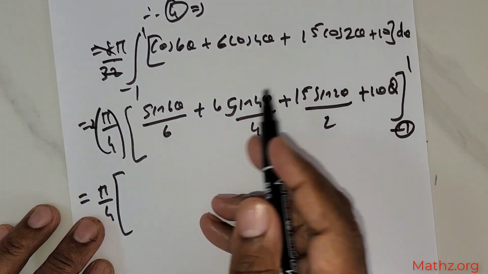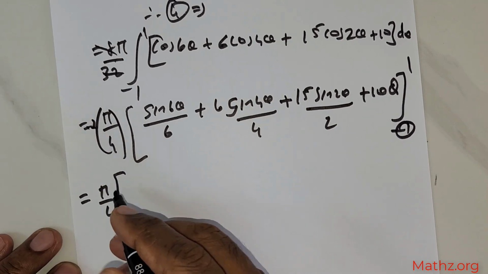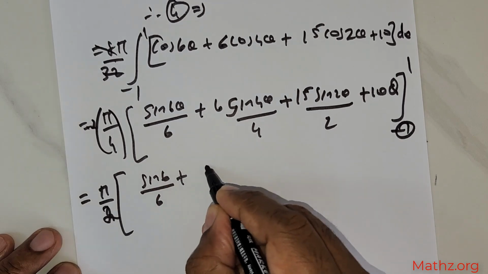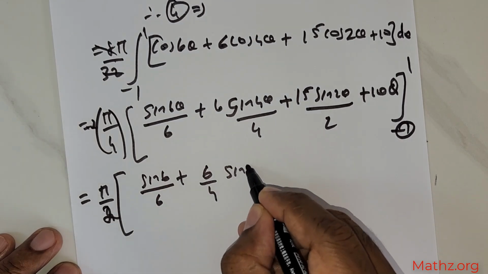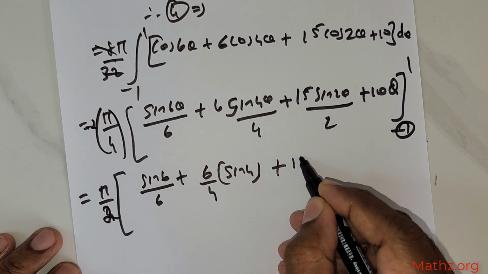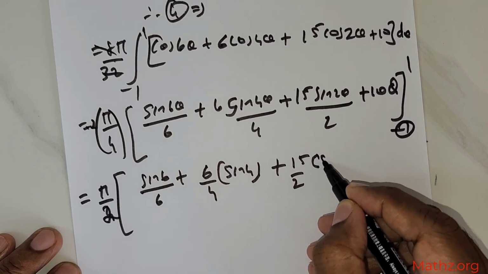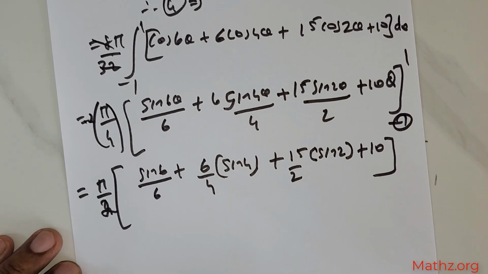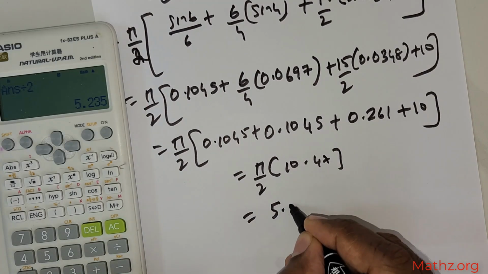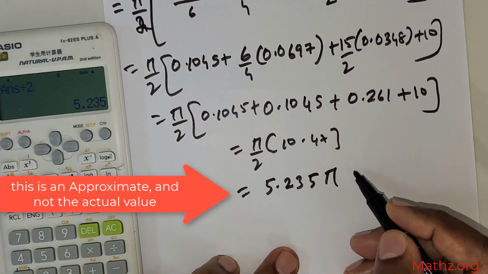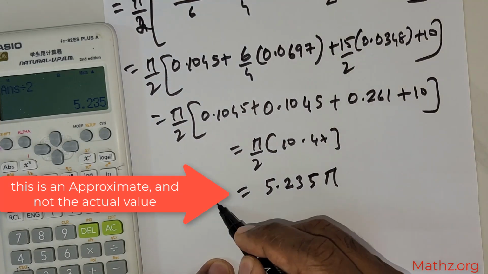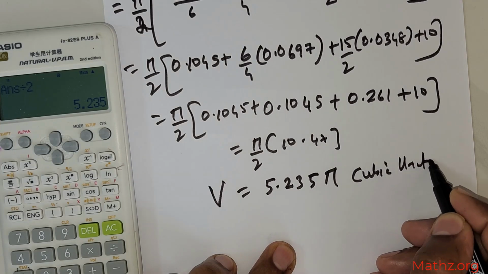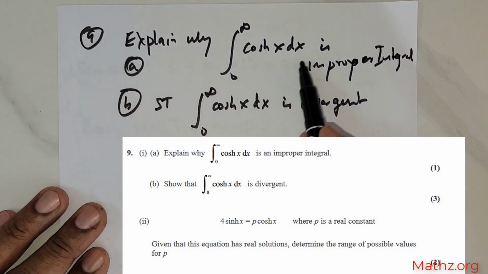Okay, so you substitute the upper limit. So this one would become pi over 2, and this is going to be sine 6 over 6, positive 6 over 4 sine 4, positive 15 over 2 sine 2, positive 10, and I get 5.235. Oh, it should be cubic units because we are dealing with V. So V is equal to cubic units. So we got question number 9.